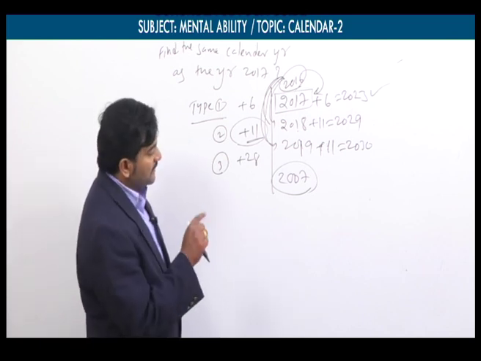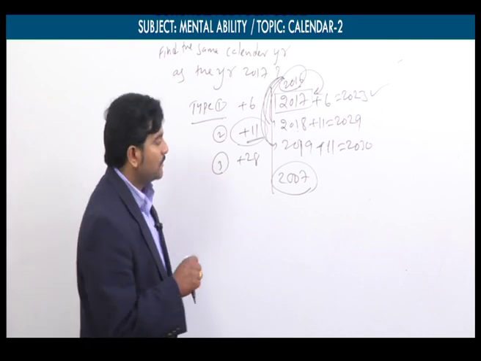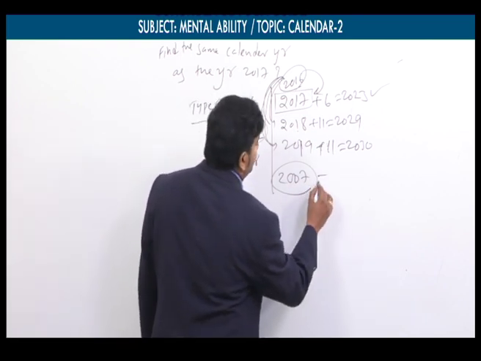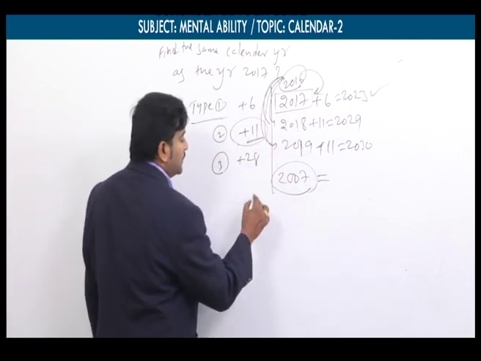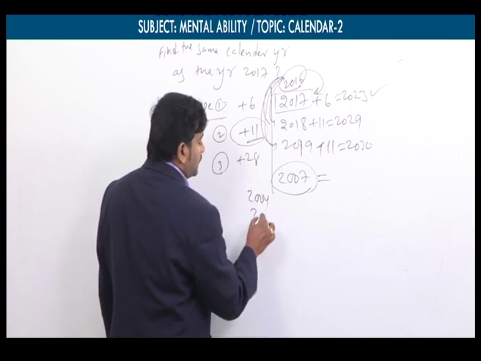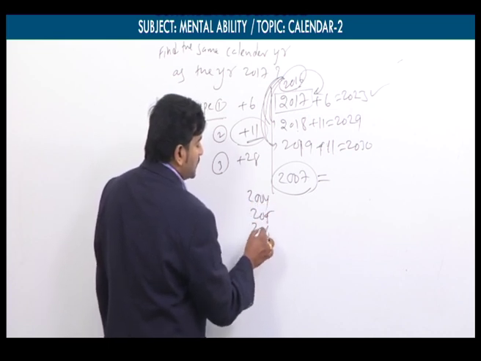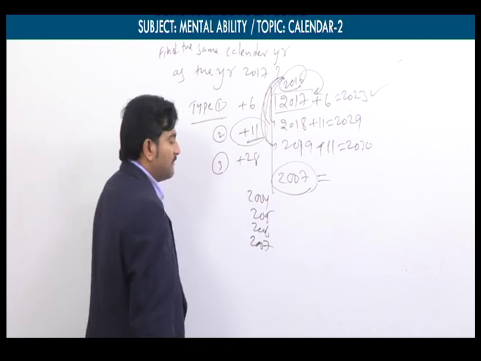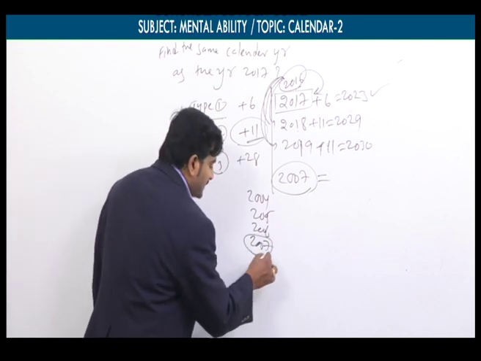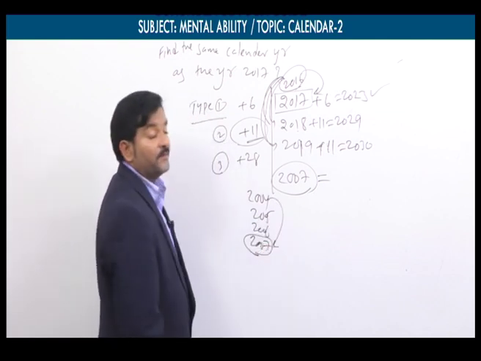This year we are going to discuss in type 2 also. Now type 1: what is the speciality of this 2007? If we take 2004, 2005, 2006, 2007, what does it mean? 2007 is the third year after the leap year.